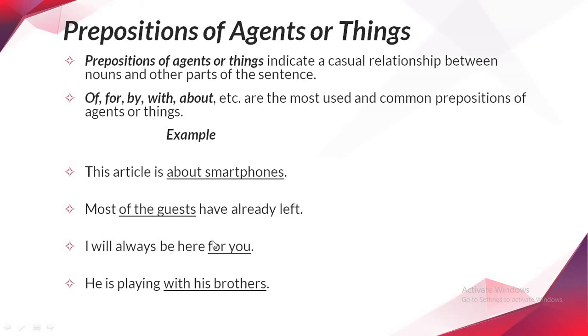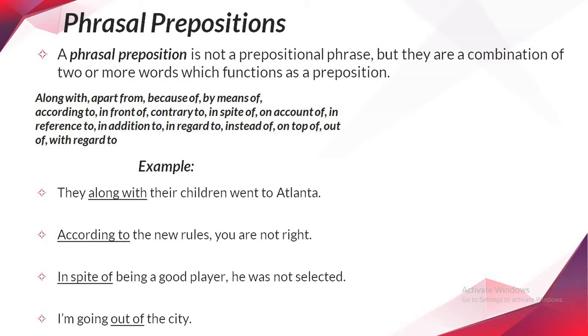I will always be here for you. Fine. I will always be there for you. He is playing with his brother. So, with whom is he playing? He is playing with his brother. So, we are talking about the things and their relationship in a sentence. And some of the common examples of prepositions of agents are of, for, by, with and about. They are the most commonly used prepositions of agents and things. Fine. So this preposition of agents and things can become clearer when we practice it.